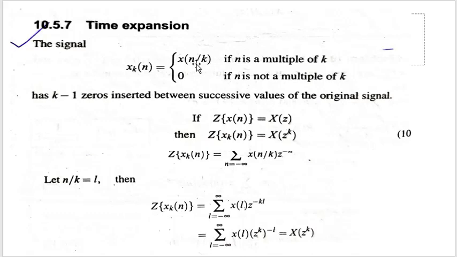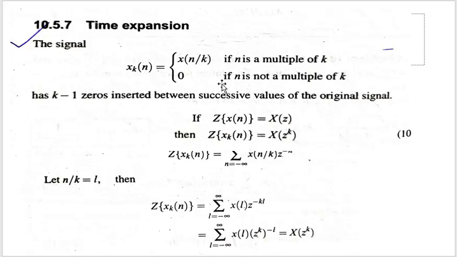If instead of n by k I have kn, that will be the scaling factor wherein it will be compressed. In that manner you need to understand time expansion. The signal xk of n is equal to x of n by k if n is a multiple of k. What does multiple of k mean? It means n is directly divisible by k. Suppose n is 10 and k is 2, that is perfectly divisible, wherein the remainder will be 0.